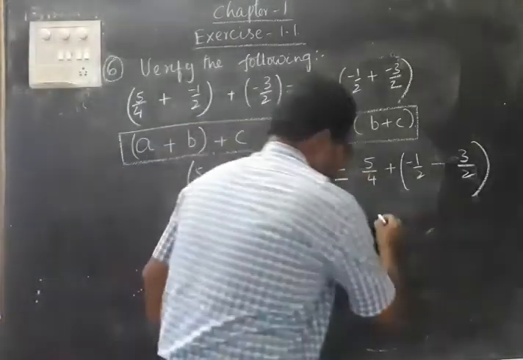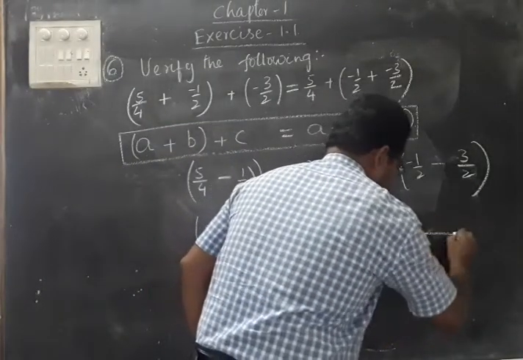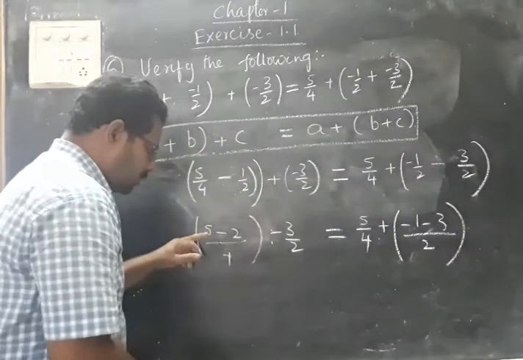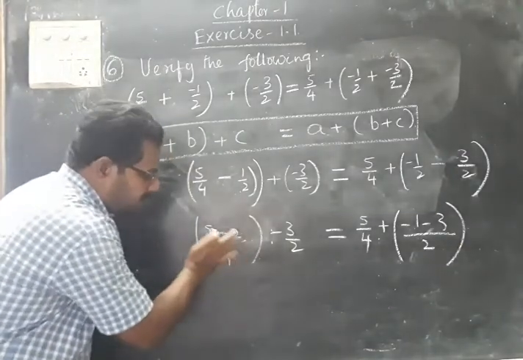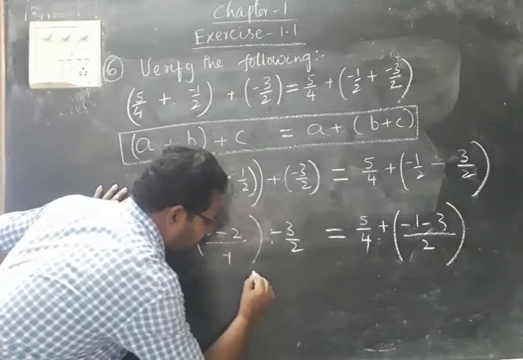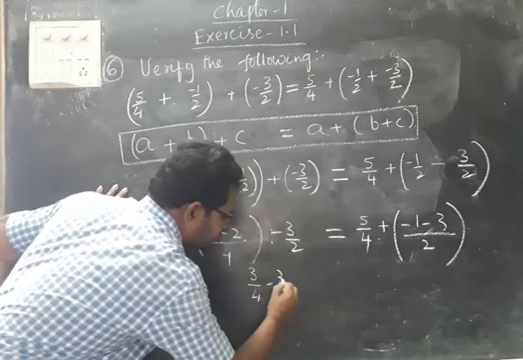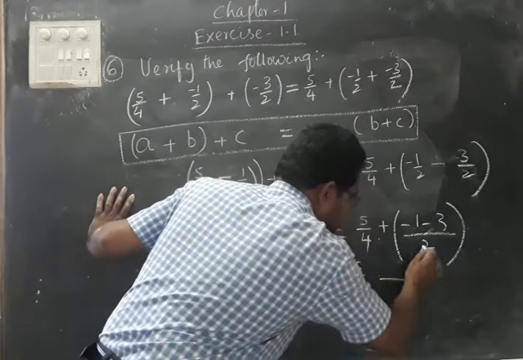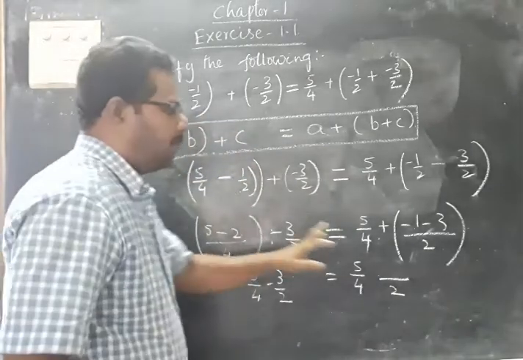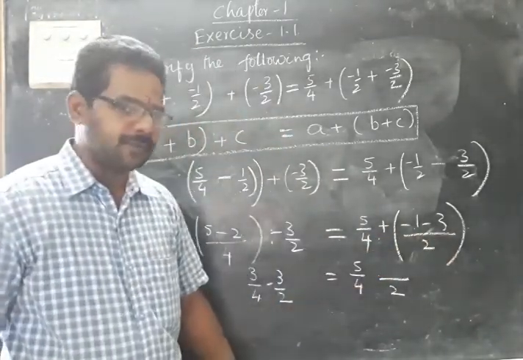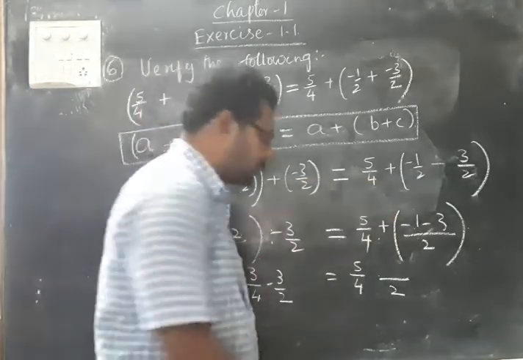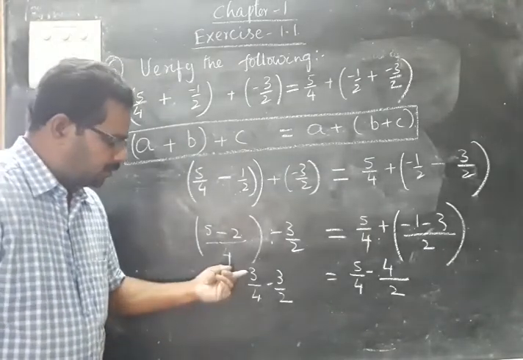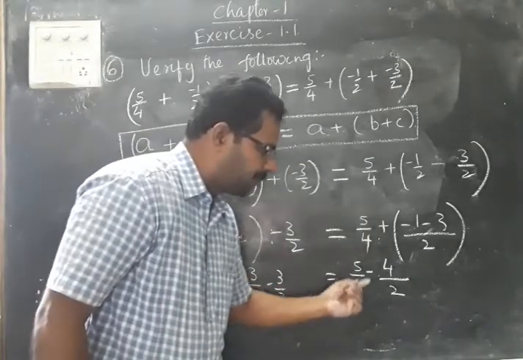In the bracket, what they have here? Same denominator 2, so 2 is the LCM. Minus 1, minus 3. If you simplify this bracket, that is equal to minus 4. Minus 4 into plus, minus into plus is equal to minus, so minus 4/2. On the left hand side, 5 minus 2 is equal to 3, so 3/4 - 3/2 is equal to 5/4 - 4/2.